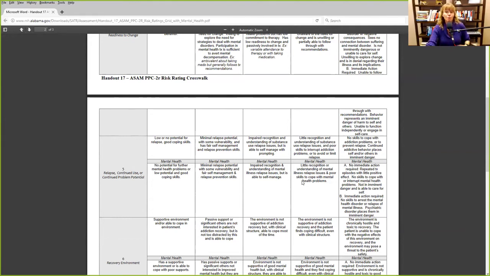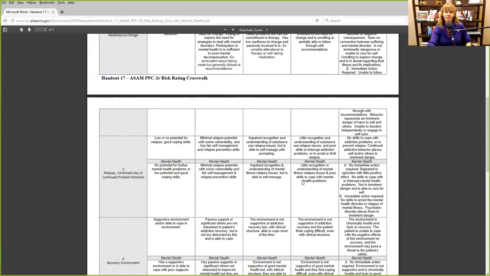Outpatient treatment, minimal relapse potential with some vulnerability and fair self-management and relapse prevention skills. So, once a week is probably good. They need to come in for a tune-up, talk about what they did that week, what struggles they had, how they addressed them. Our typical once a week client. But the other 6 days a week, they can function pretty well. They are not going to decompensate in a 6-day period.